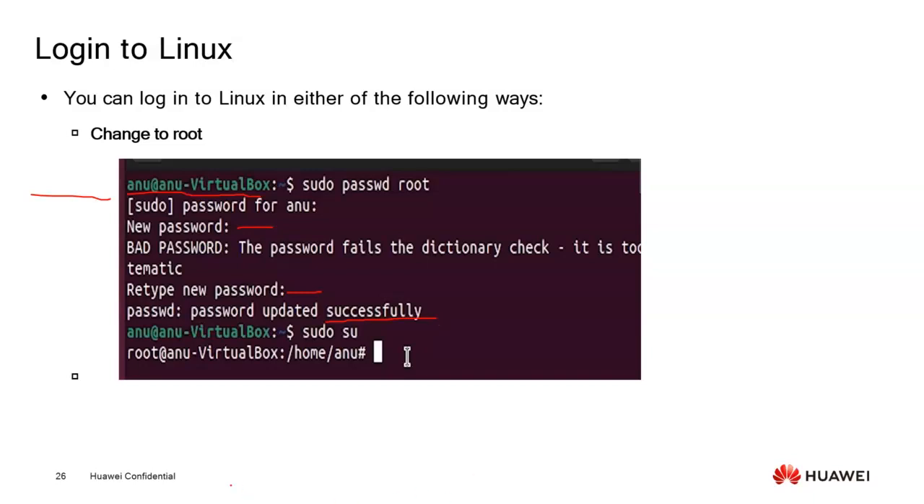Then you need to sudo your way to become a super user. So you can say sudo, and then you call it su. Su means super user. Once you use this command and press enter, you will see that you have now become a root. If the root appears, that means you are now a super user.